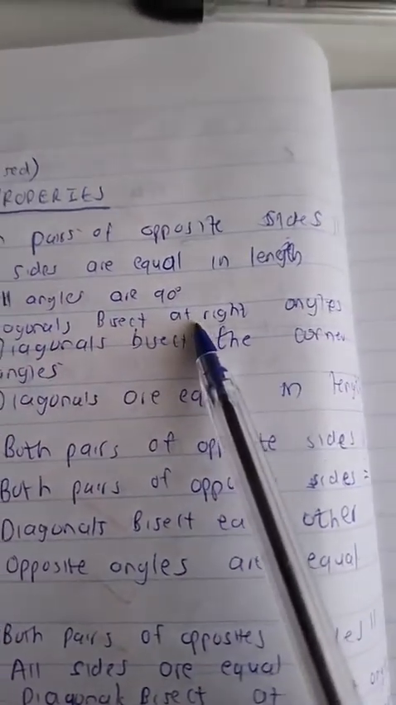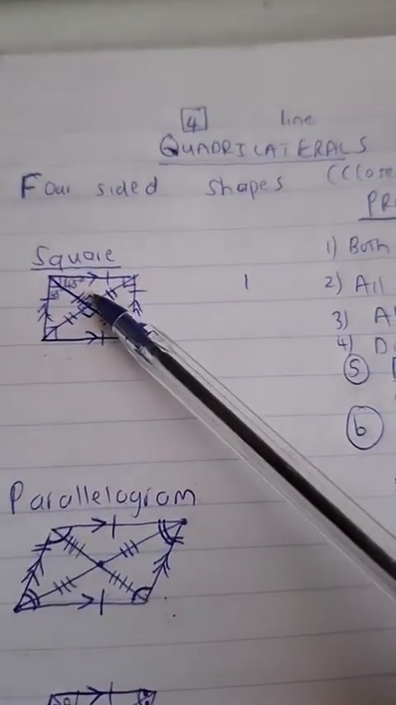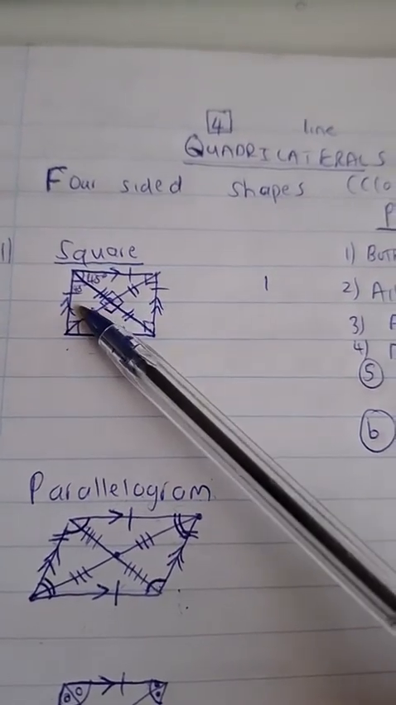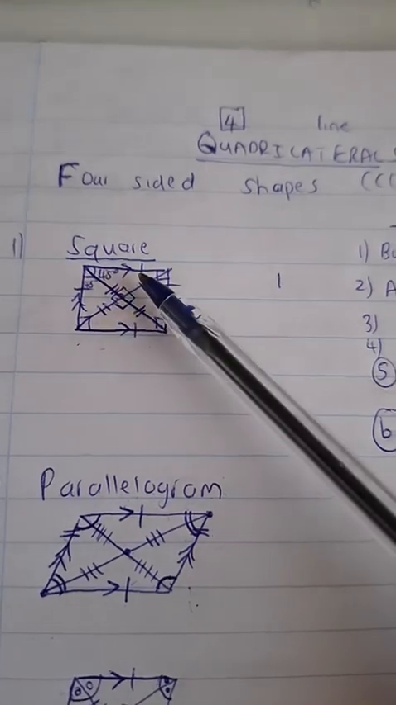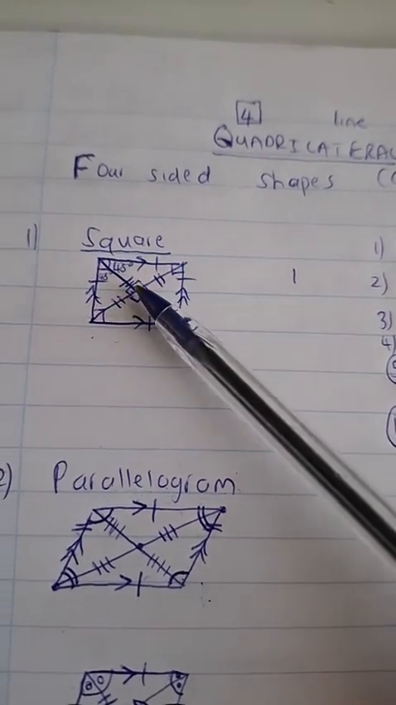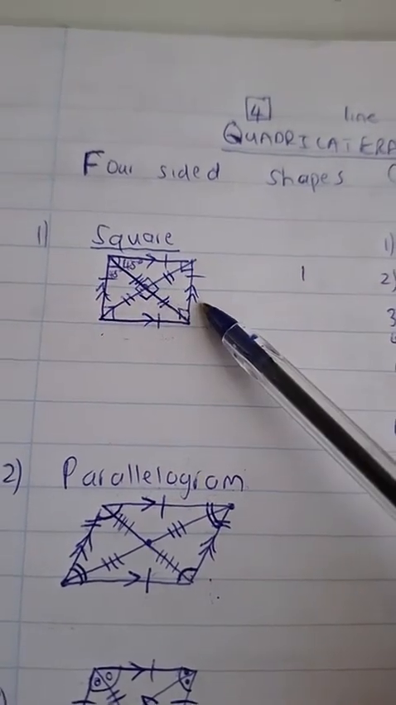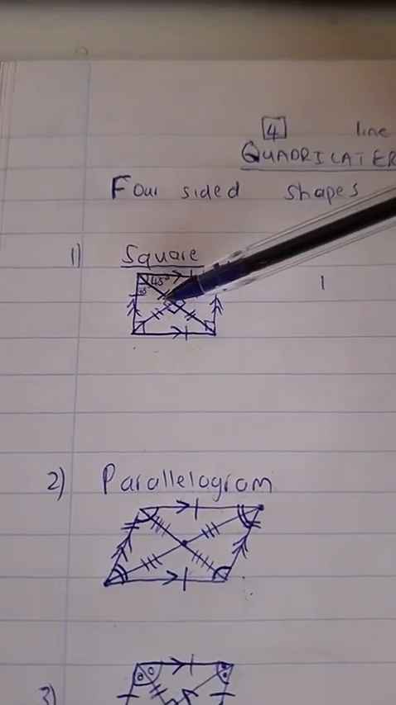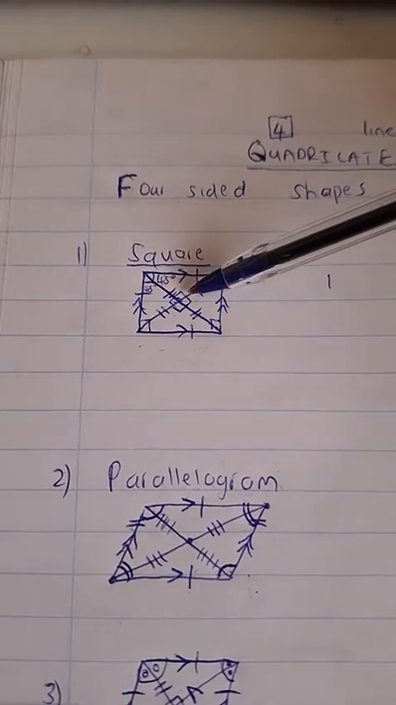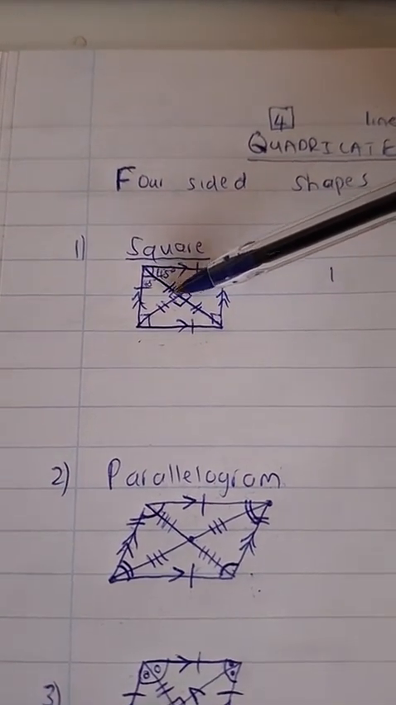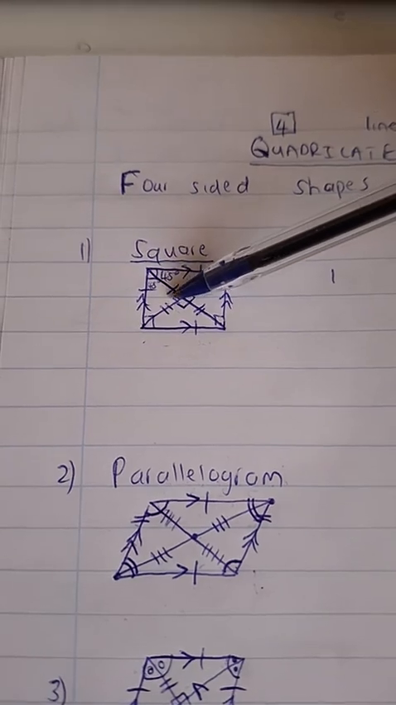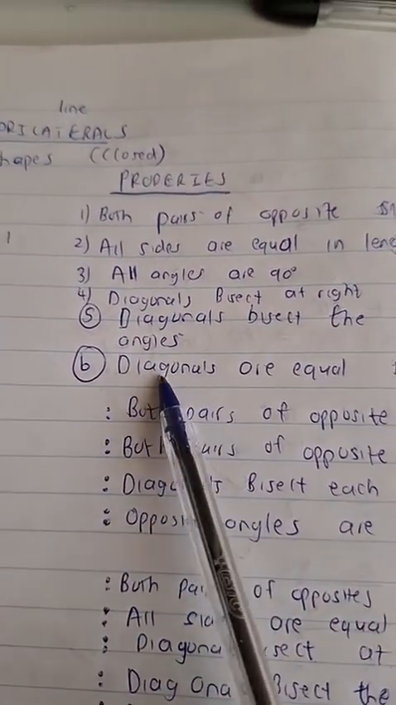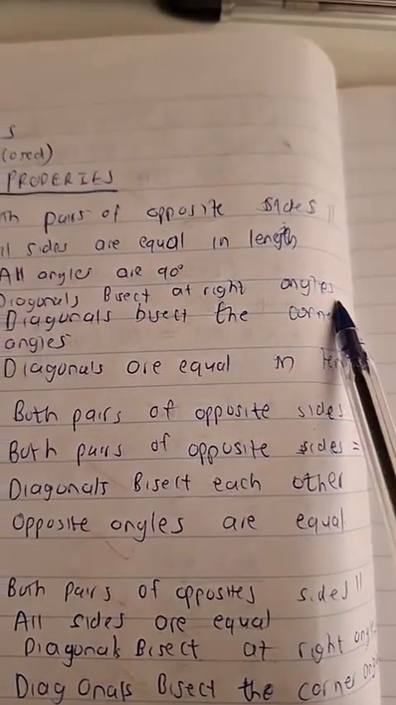Four, the diagonals bisect at right angles. So the diagonals actually bisect. Okay, and you can see this is equal to that, meaning from here to here it's equal, from here to here it's equal, and from there to there it's equal. Just in the same vein, from here to there it's equal. So the diagonals of a square bisect at 90 degrees, and that's very important to note. So here where they actually meet, they make angles of 90 degrees. All right. So the diagonals bisect.